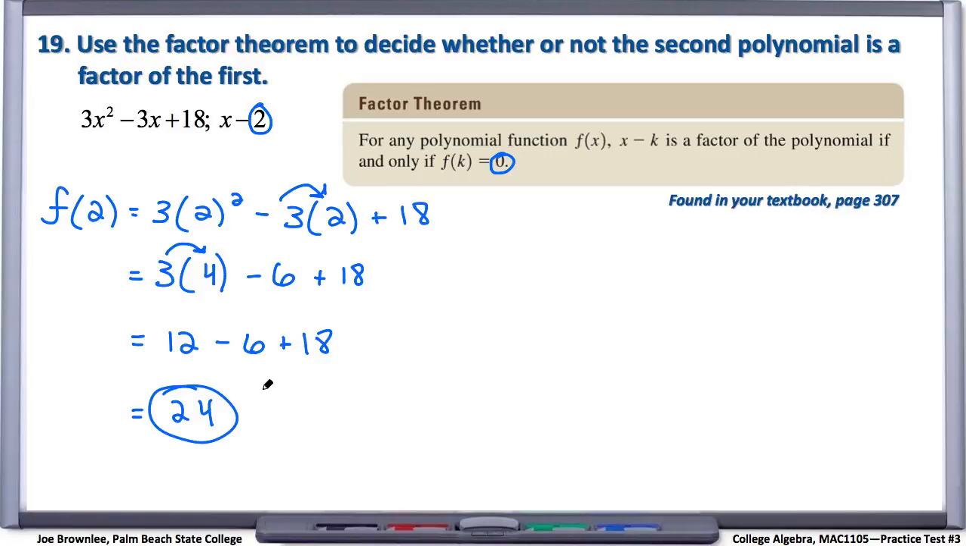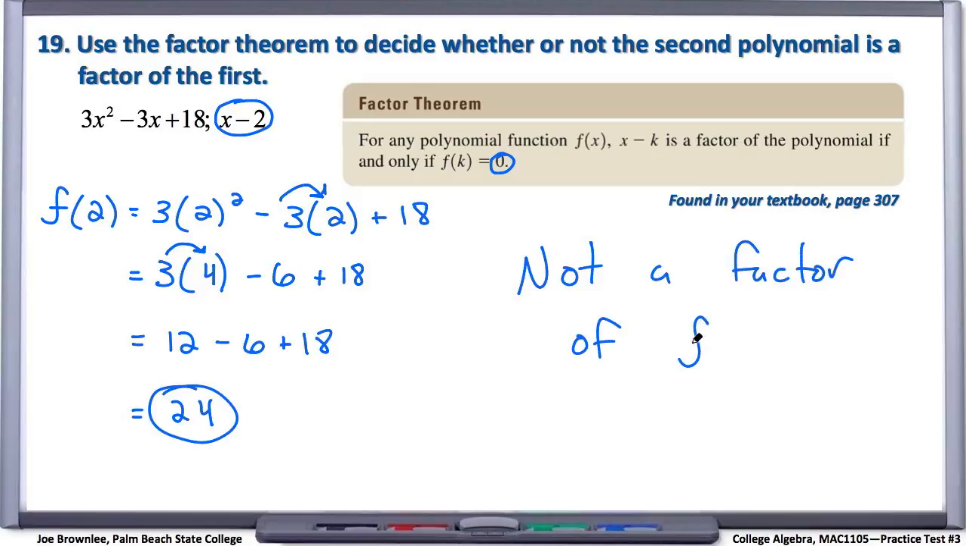And if you get something out that is not 0, then what that is telling us is that x minus 2 is not a factor of f of x. So in this case, they're really looking for a yes or no answer. Our answer would simply be no, x minus 2 is not a factor of 3x squared minus 3x plus 18. And this ties in really closely with what we were just looking at, the remainder theorem.